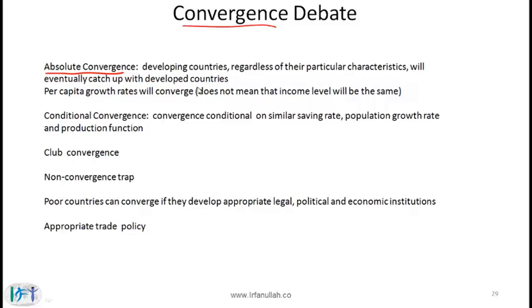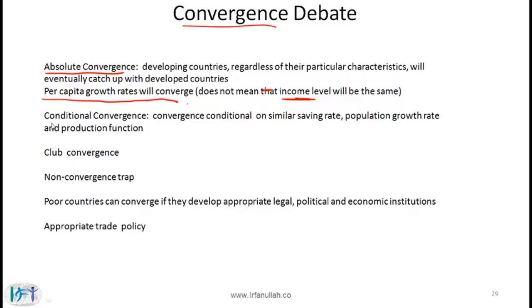This is a fairly strong statement, and actually evidence does not support it, but that's the definition of absolute convergence. Absolute convergence implies that per capita growth rates of developed countries and developing countries will eventually converge. So the per capita growth will be the same. But note that this does not mean that the income level will be the same. Just because the growth rate is the same doesn't mean that the actual income is the same for both developed and developing countries.